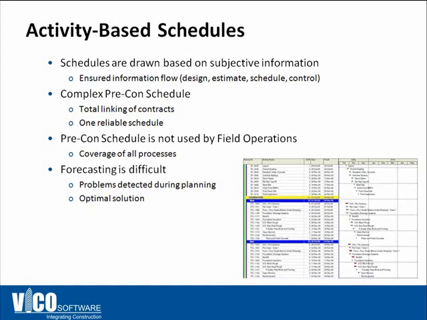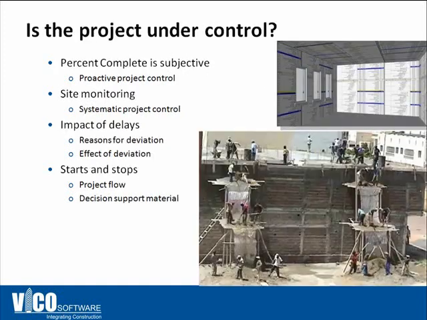Activity-based schedules are created based on subjective information, and they can become complex pretty fast because of the number of activities and links that you put into an activity-based schedule. It's the industry standard, however, but it's still not used to control the project. Gantt charts are difficult to use in the field for monitoring construction.